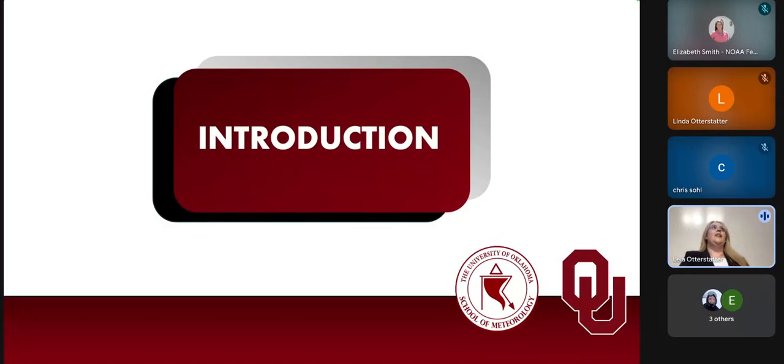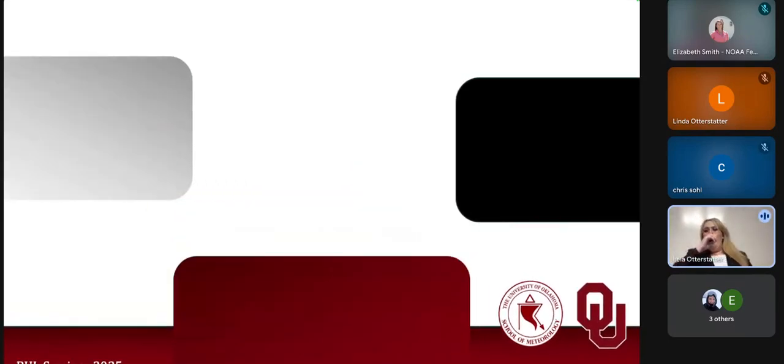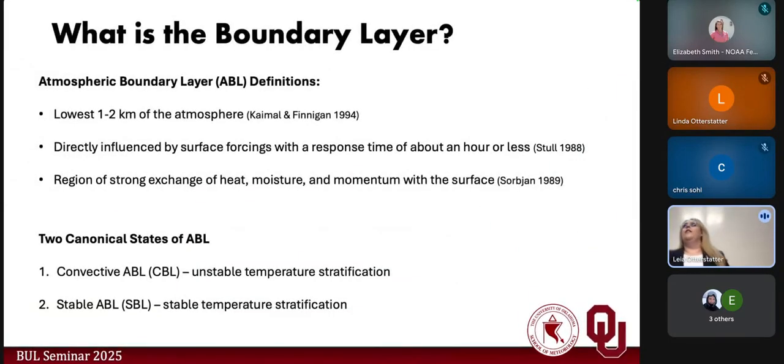So to start at the very beginning, I understand that while this is a boundary layer seminar, maybe not everyone who is in here quite understands the boundary layer. So what exactly is the boundary layer? There are several definitions, but it is the lowest 1 to 2 kilometers of the atmosphere, directly influenced by surface forcing with a response time of about 1 hour or less. And it is a region of strong exchange of heat, moisture, and momentum with the surface.